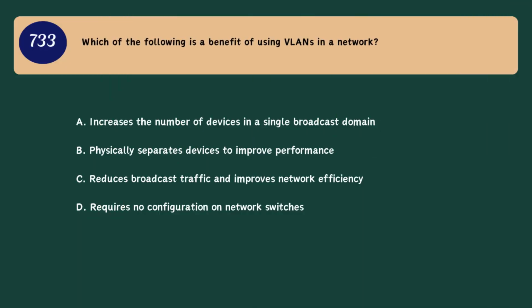Question 733. Which of the following is a benefit of using VLANs in a network? A. Increases the number of devices in a single broadcast domain. B. Physically separates devices to improve performance. C. Reduces broadcast traffic and improves network efficiency. D. Requires no configuration on network switches.